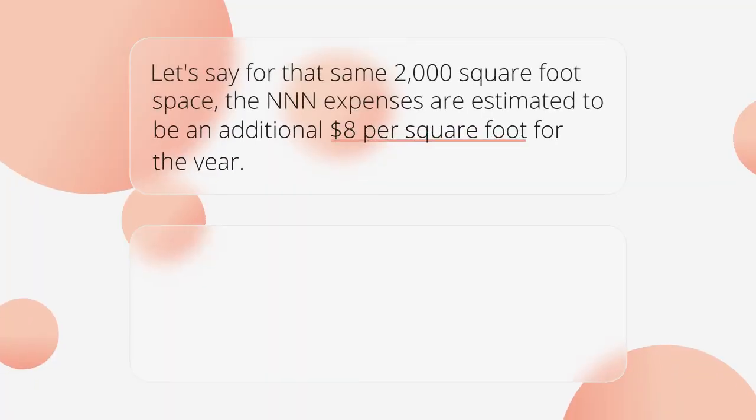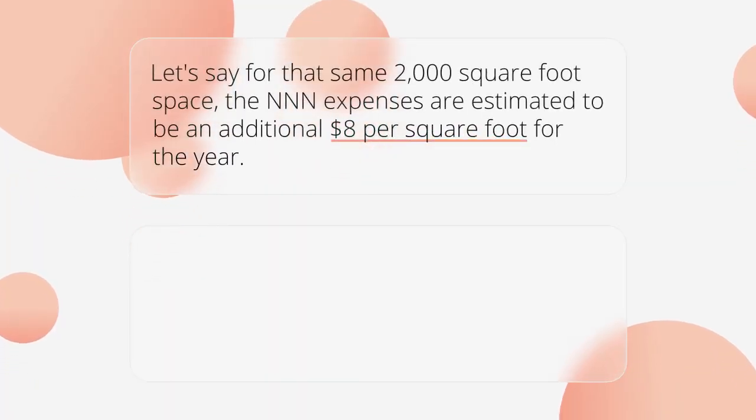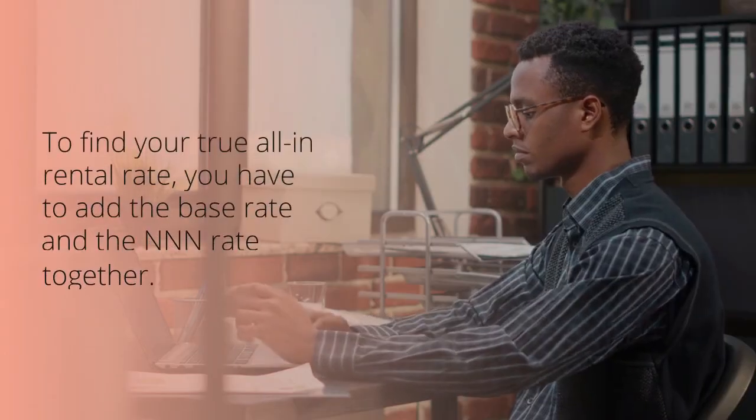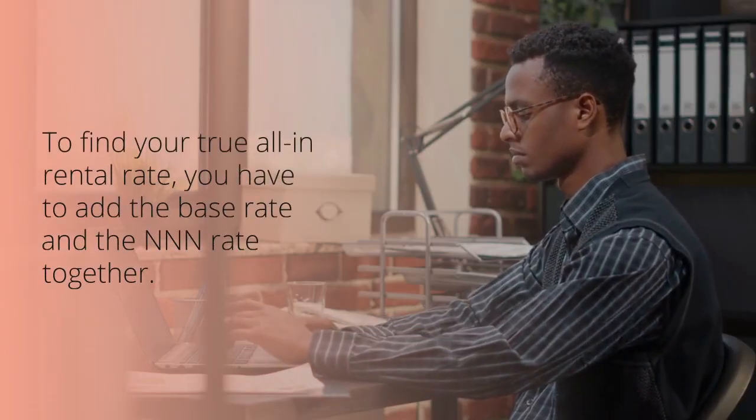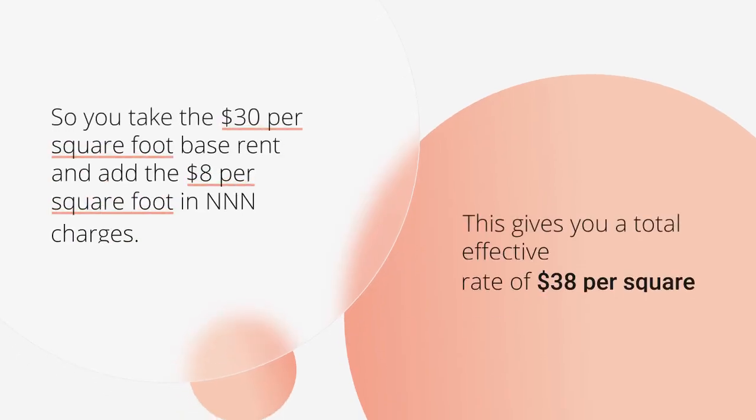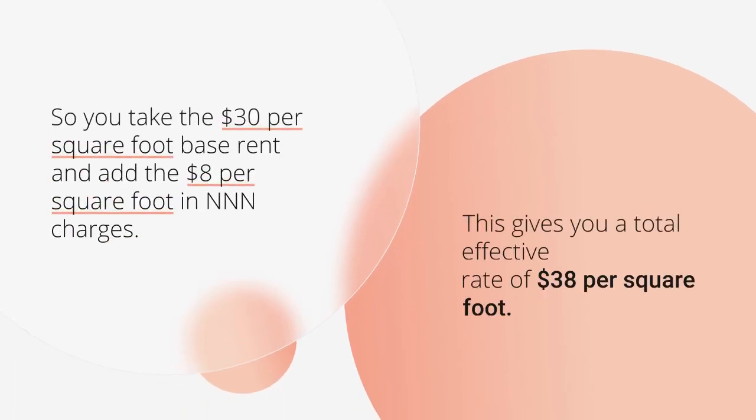Let's say for that same 2,000 square foot space, the NNN expenses are estimated to be an additional $8 per square foot for the year. To find your true, all-in rental rate, you have to add the base rate and the NNN rate together. So, you take the $30 per square foot base rent and add the $8 per square foot in NNN charges. This gives you a total effective rate of $38 per square foot.